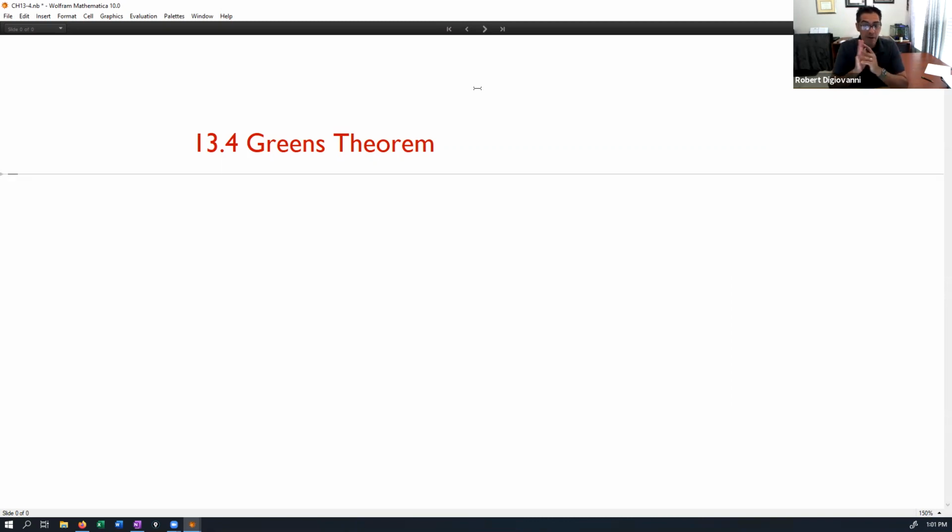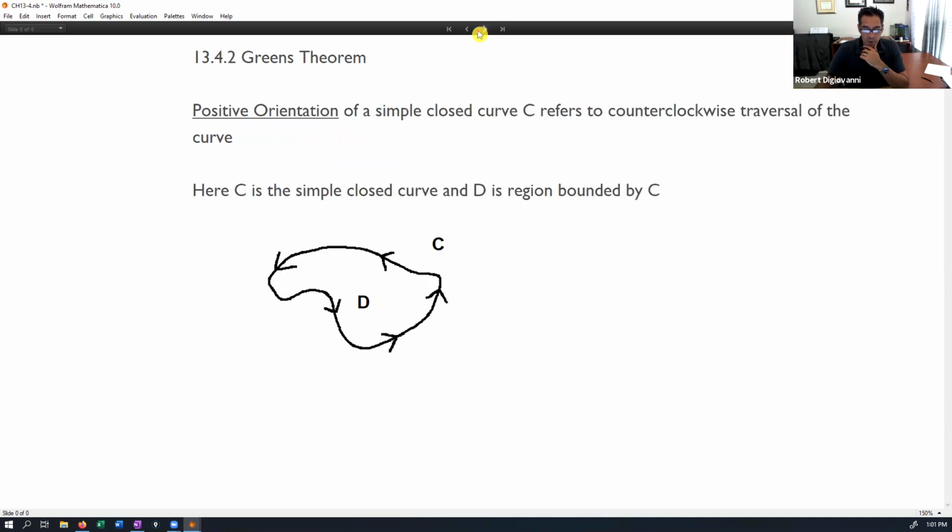So we've gotten to a very, very nice result. It's one of the more important theorems in this class. It's called Green's Theorem. There's an entire section dedicated to it. And so before I can start it, I need to define something for you first.